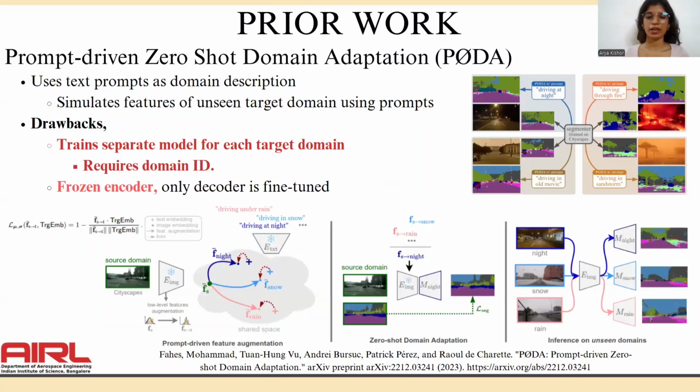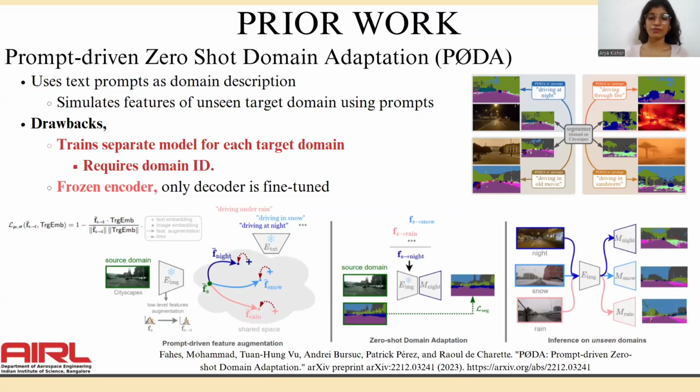Prompt-driven zero-shot domain adaptation, PODA, proposes a framework that uses text prompts to simulate target domain features. PODA takes daytime images from Cityscapes dataset, passes them to a pre-trained CLIP image encoder, and text descriptions for target domains to the text encoder. It augments the low-level features extracted from the image encoder to match the target domain description. PODA uses these augmented features for transfer learning on a pre-trained model to adapt to the target domain.